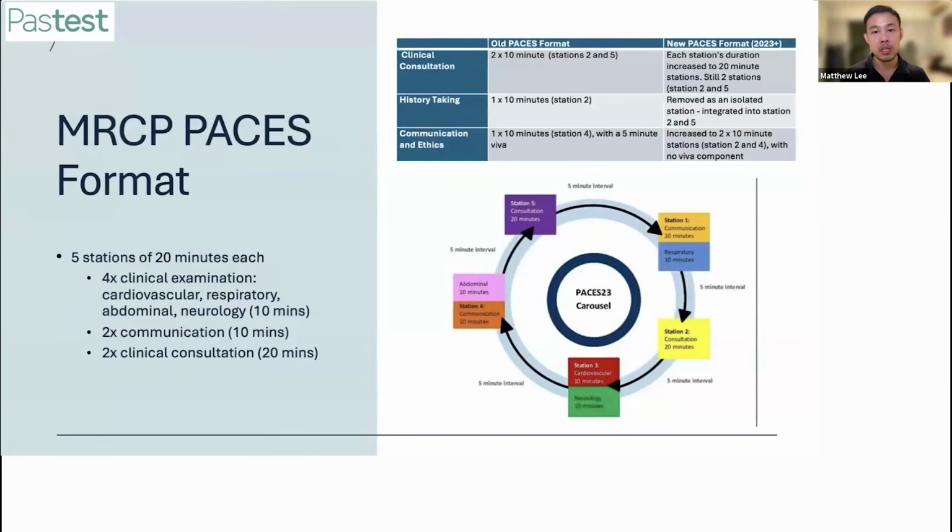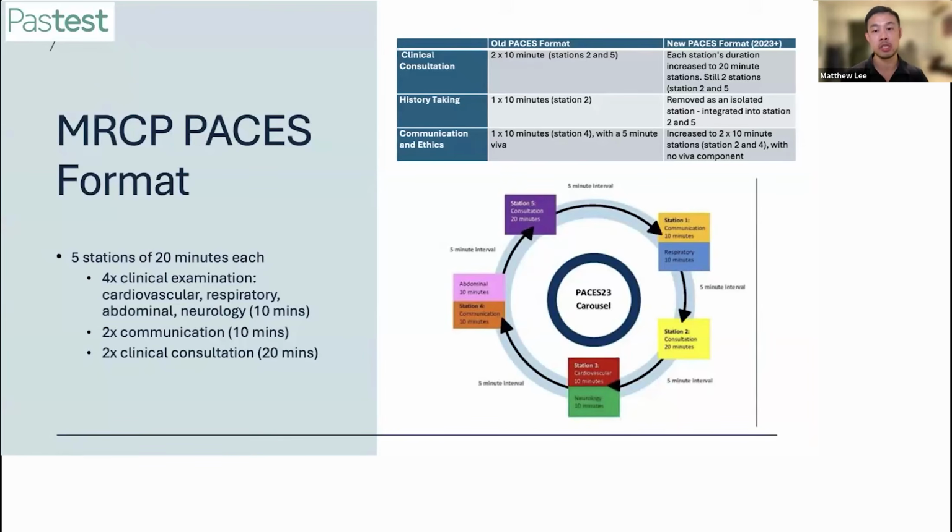The PACES format changed in 2023. And so the old PACES format really at this point is not important, but it is helpful just to be aware of it, just because some of the resources that you'll find online historically will be catered towards the old format. So just be aware when you are looking for resources. Textbooks in particular will describe that. So just make sure you're aware of it.